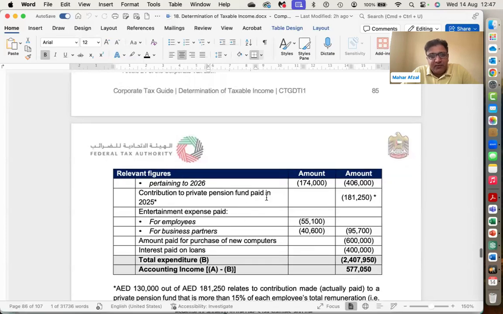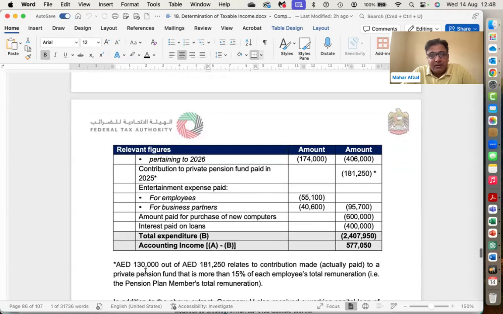Contribution to a private pension fund, 15% allowed. Beyond that, it is not allowed. They are asking about 130 out of the 130. Even this has not been paid. This is allowed on payment basis. 130 has not been paid out of this 181,250. If it has not been paid, then we need to add it back. It will be allowed on payment basis. 1/3, 135,000 added back.